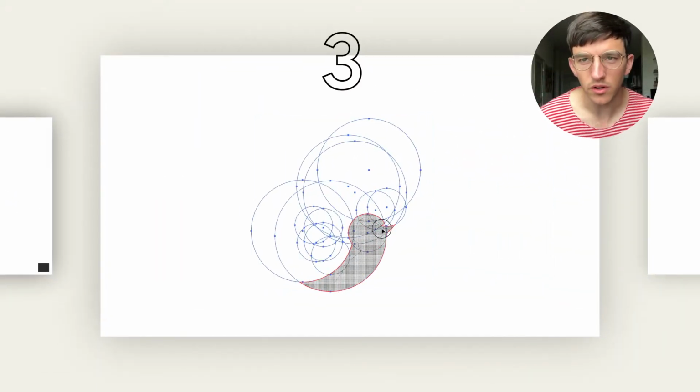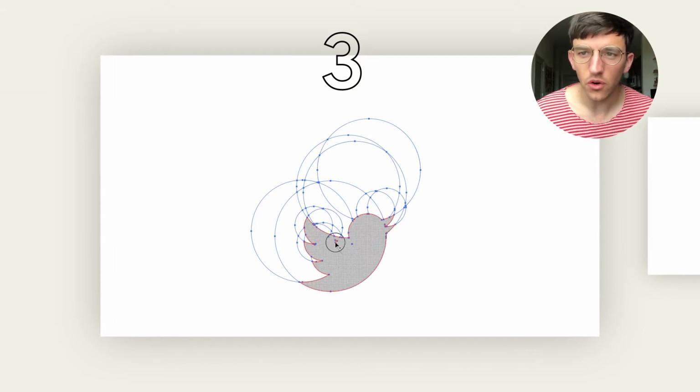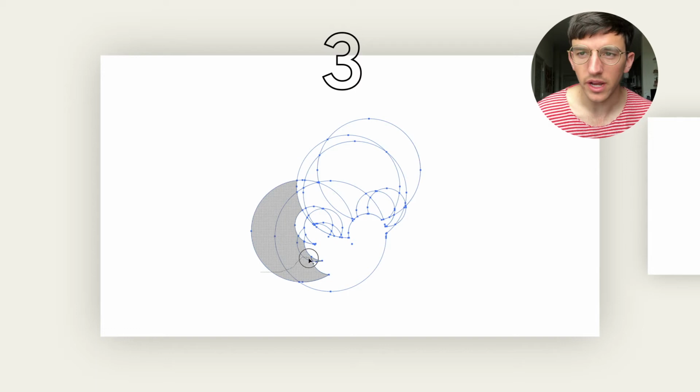Here we have a Twitter logo made up of circles, and I'm going to start off by adding the shapes together that I want to keep. Next, I'm going to go around the outsides and trim away, subtract all of the parts of the shapes that I don't want.